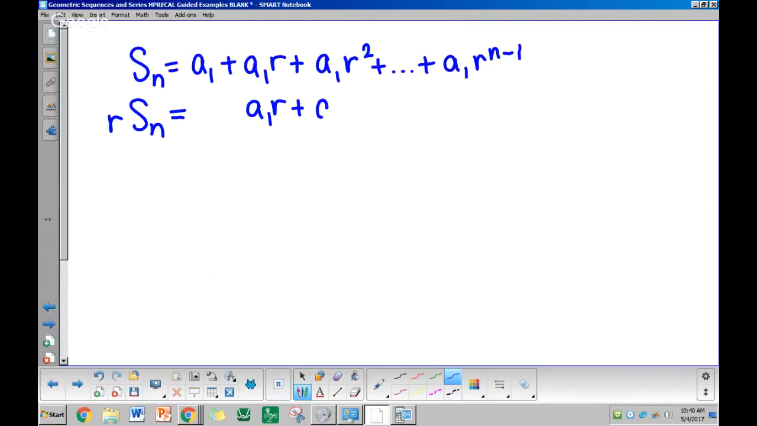So just go with me here. This is a sub 1 r to the third plus, plus a sub 1 r to the n. Well, I've multiplied, yes. Well, no, it's going to be r to the n, isn't it? Because I multiplied it by r. So we add the exponents, and it's r to the first.